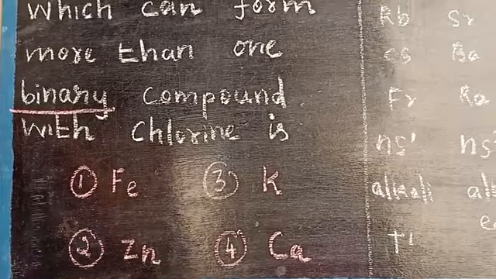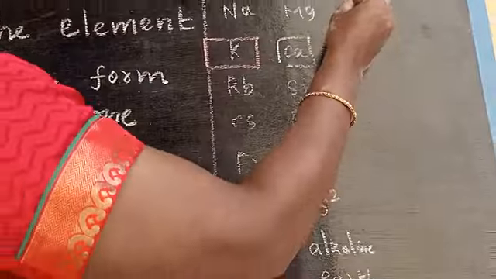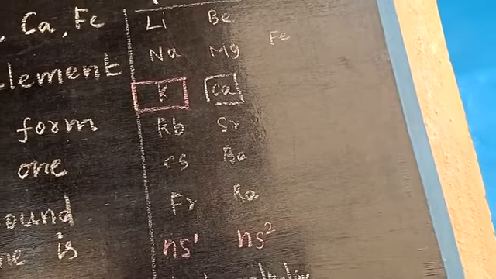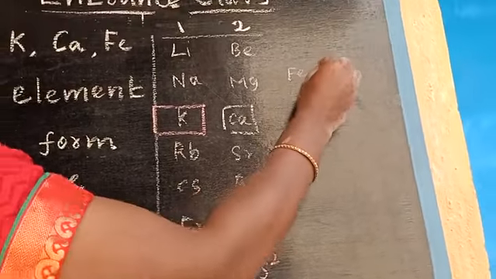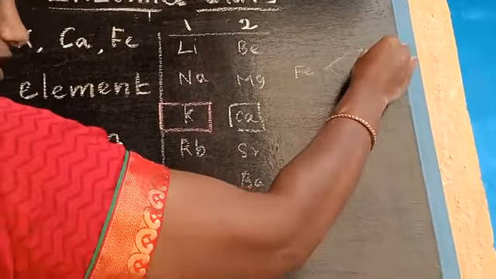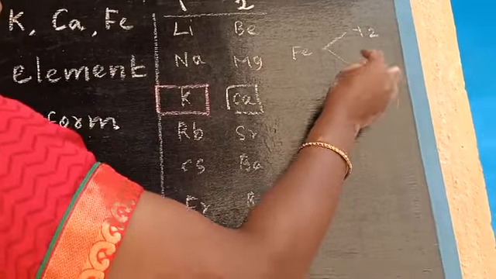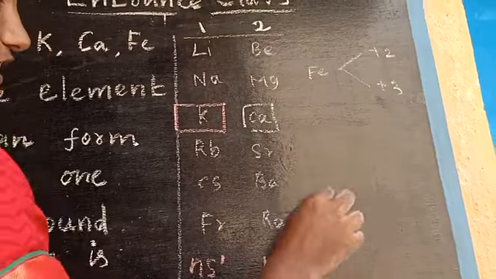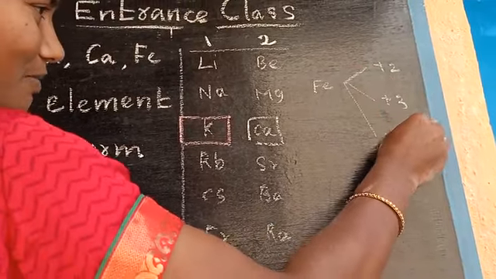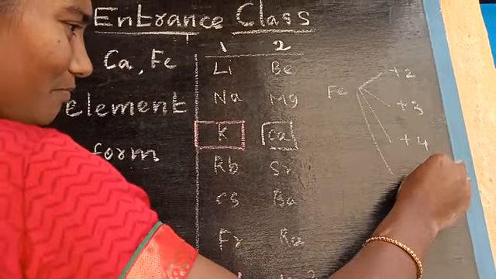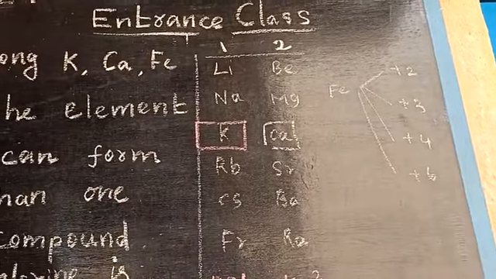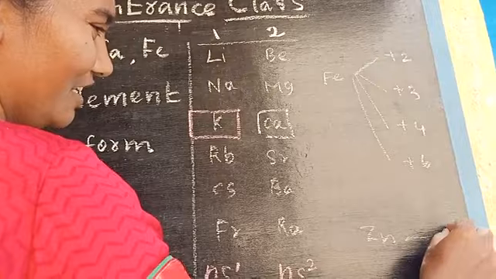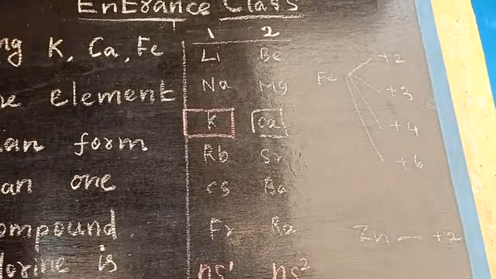Now the iron oxidation state, that is Fe. You know very well that transition elements show variable oxidation states. Iron's oxidation states are +2 and +3, where +2 means ferrous and +3 means ferric, as you know very well. Next, +4 as well as +6. And zinc has only the +2 oxidation state.